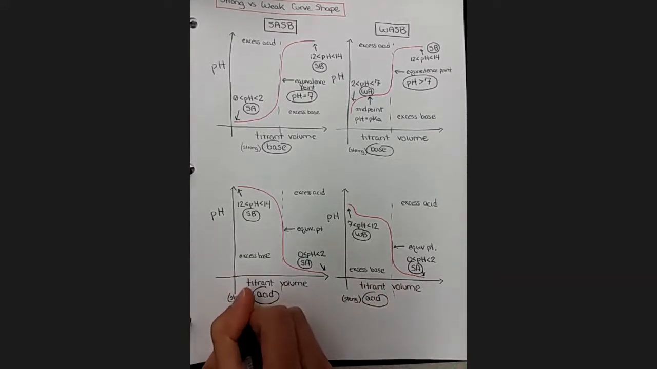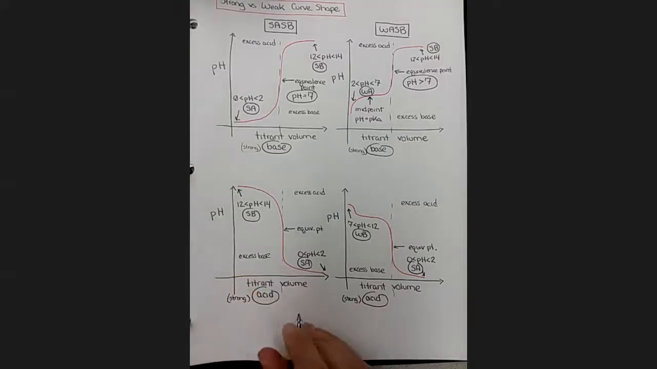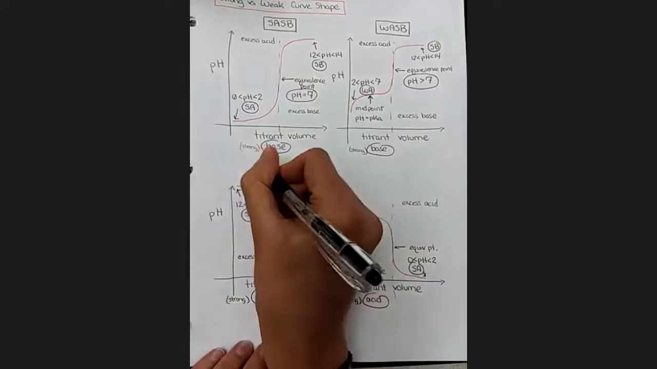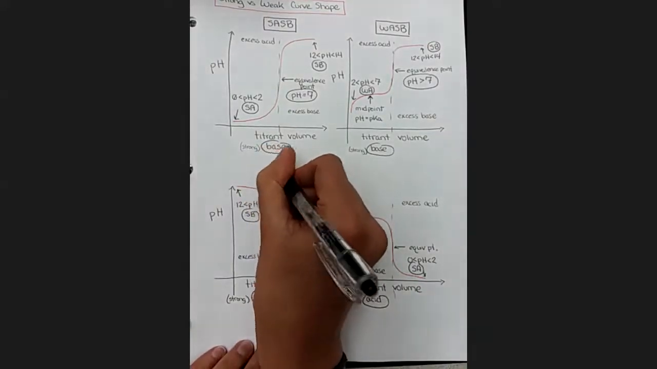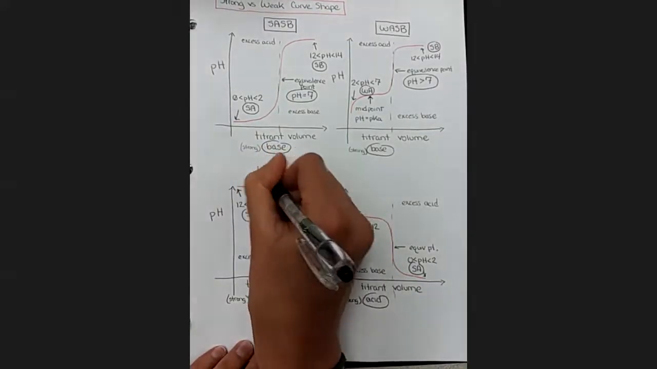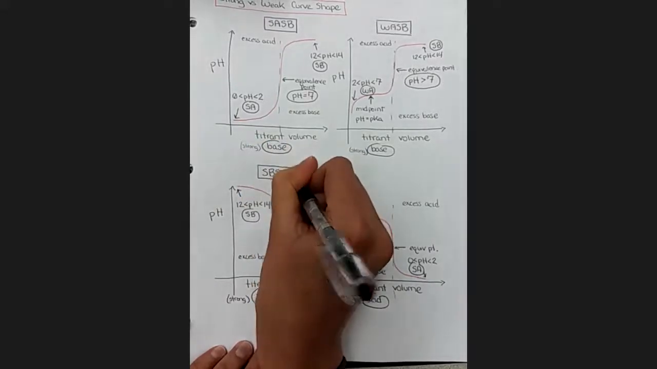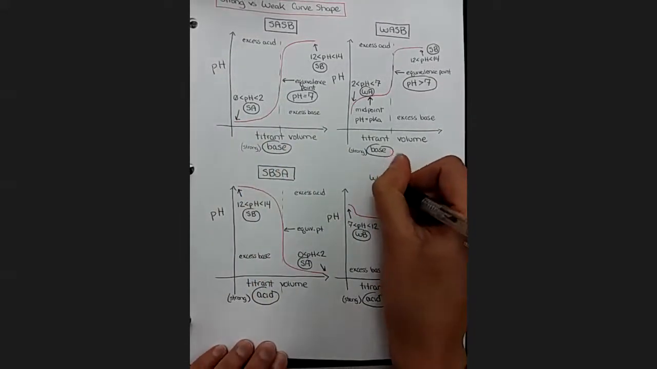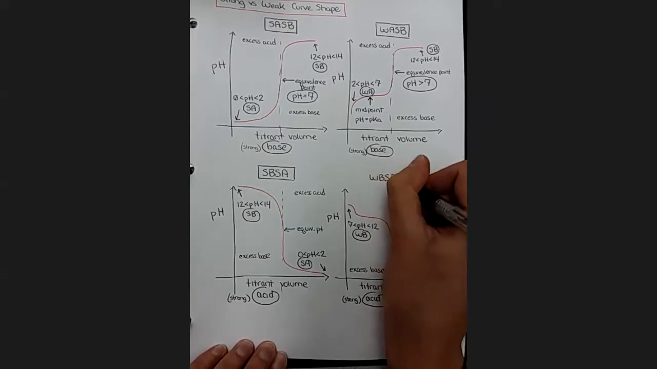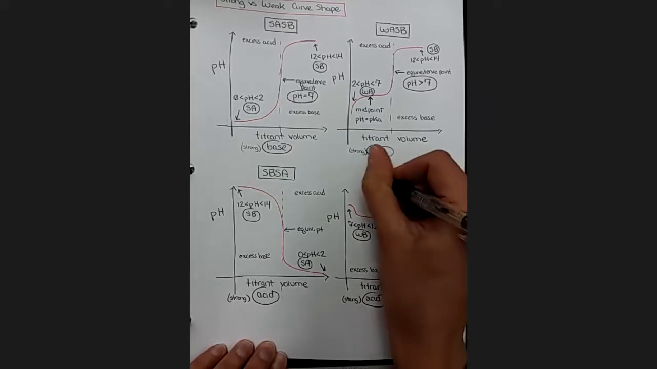Almost all the time when you do a titration, you will have one strong piece at least. So that means that this one is going to be called strong base, strong acid titration. And this one is going to be called weak base, strong acid titration.